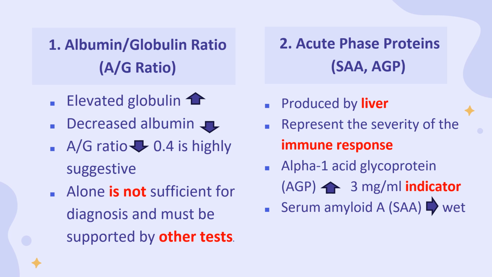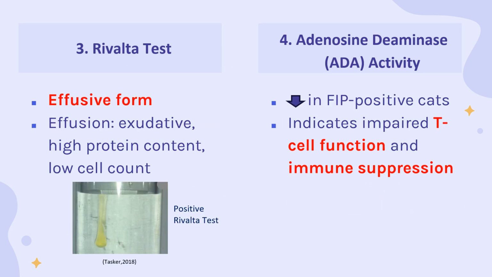Acute phase proteins. Acute phase proteins are produced by the liver in response to inflammation and represent the severity of the immune response. Alpha-1 acid glycoprotein levels above 3 mg/ml are a strong indicator of FIP, while serum amyloid A rises rapidly in response to inflammation, particularly in the wet form of FIP.